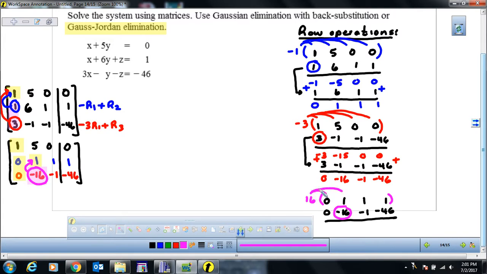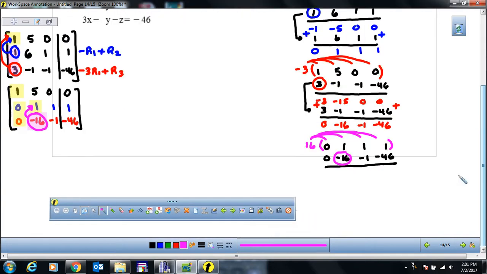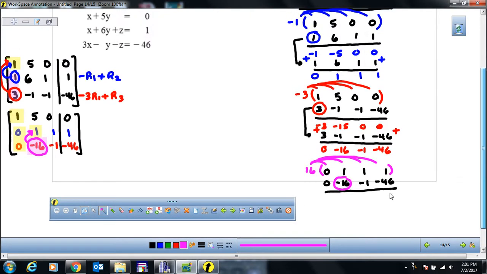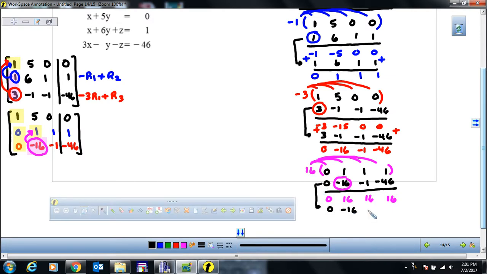So we're going to multiply everything by 16 in the middle row, and if I do that, that is going to give us 0, 16, 16, and 16. And then those are going to be added to these values: 0, negative 16, negative 1, and negative 46. So we're going to add them together, and that is going to give us a 0, 0, 15, and negative 30. So let's write down the new matrix, and on that new matrix, the last row is going to be changed to those new values.